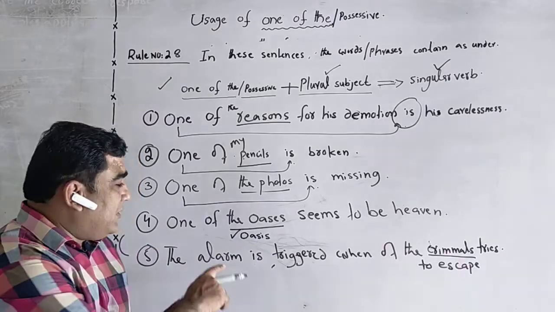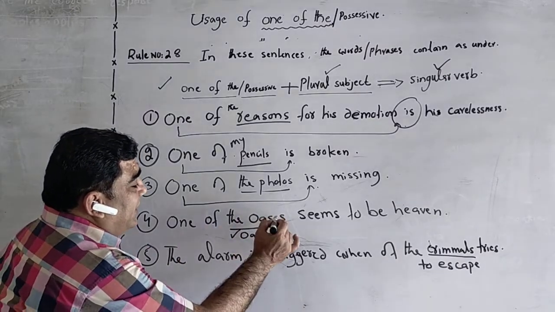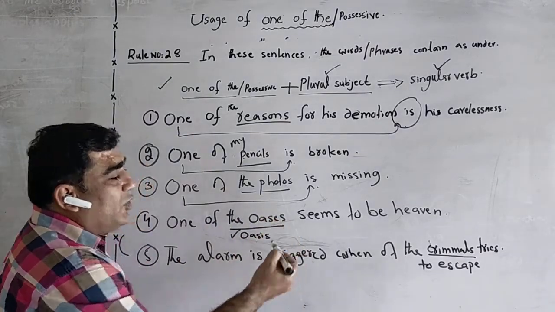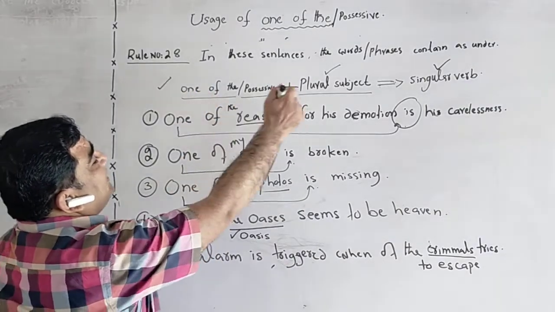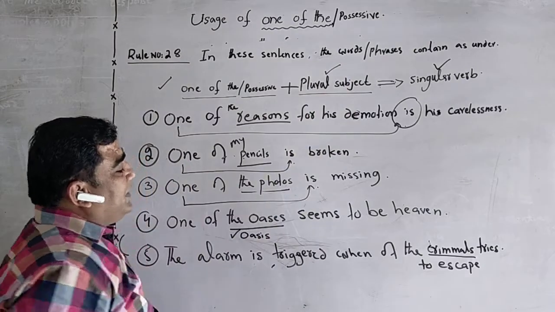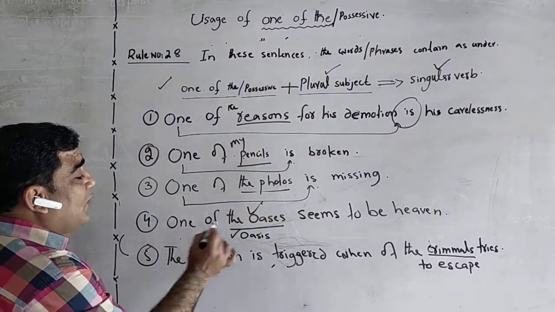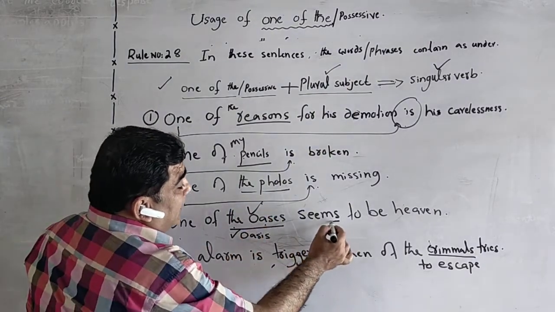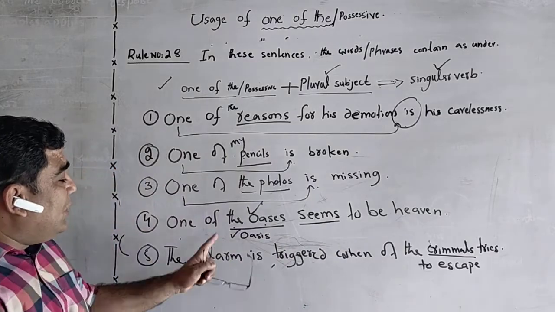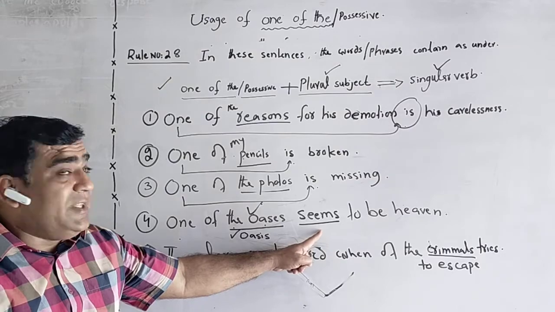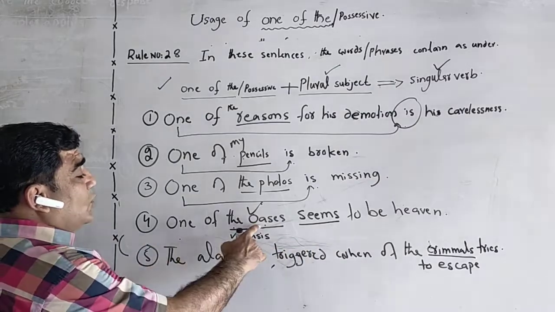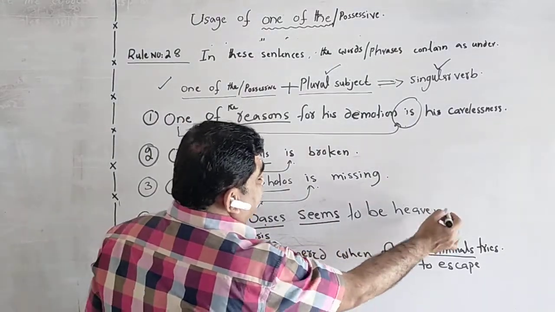Sometimes in error detection, these words come in order to find whether a sentence is correct or not. So if we write "one of the oasis is," it would be wrong, because in the structure "one of the," we have to put a plural subject. So we have to put this one: one of the oases, with a singular verb, seems, not seem. One of the oases seems to be heaven.